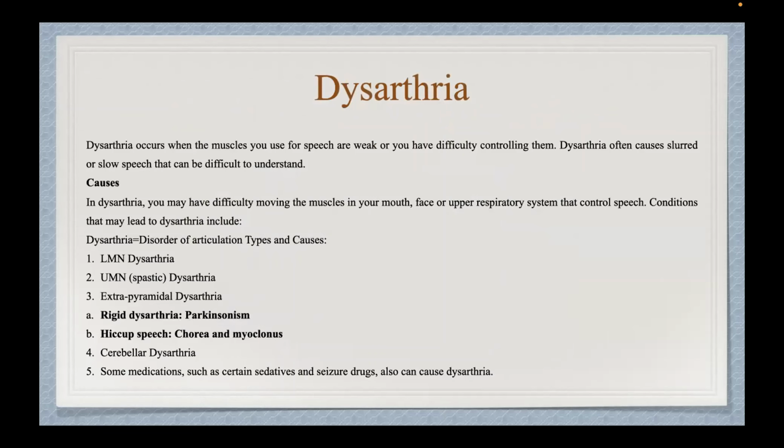Dysarthria occurs when the muscles you use for speech are weak or you have difficulty controlling them. So, articulation defect. Dysarthria often causes slurred or slow speech that can be difficult to understand. There are types and causes, like lower motor neuron dysarthria, upper motor neuron or spastic dysarthria, extrapyramidal dysarthria, rigid dysarthria or Parkinson's, hiccup speech, chorea, and so on. It's just the official or scientific name for that. There are some medications such as sedatives and seizure drugs which can also cause dysarthria.